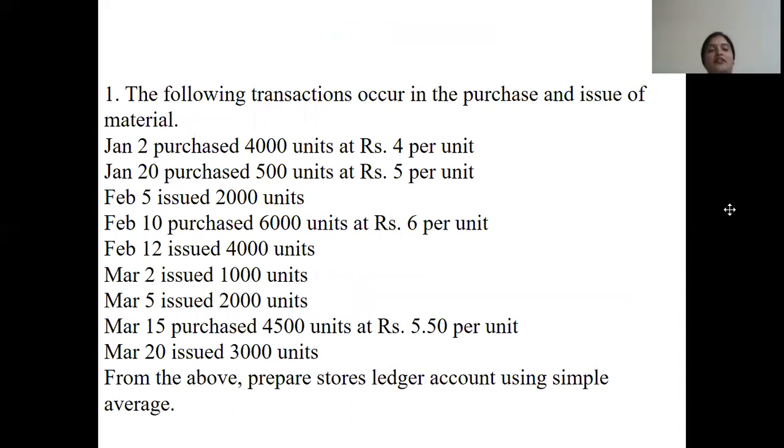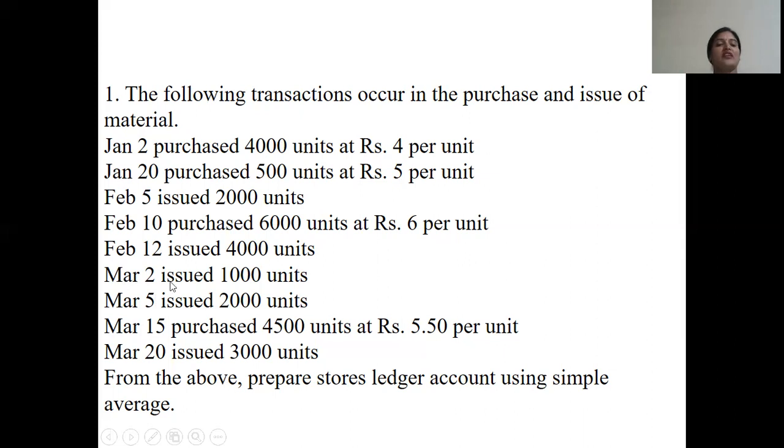The following transactions occur in the purchase and issue of material. On January 2nd, purchased 4,000 units at rupees 4 per unit. On January 20th, purchased 500 units at rupees 5 per unit. On February 5th, issued 2,000 units. On February 10th, purchased 6,000 units at rupees 6 per unit. On February 12th, issued 4,000 units.